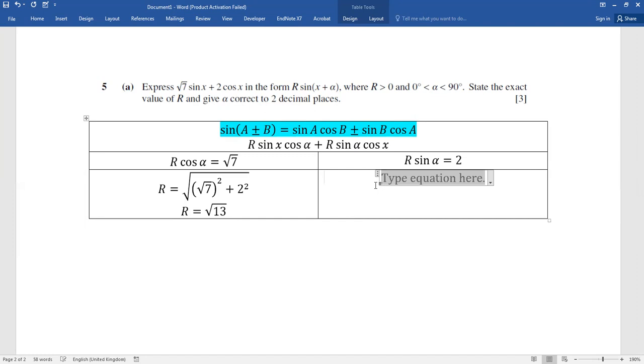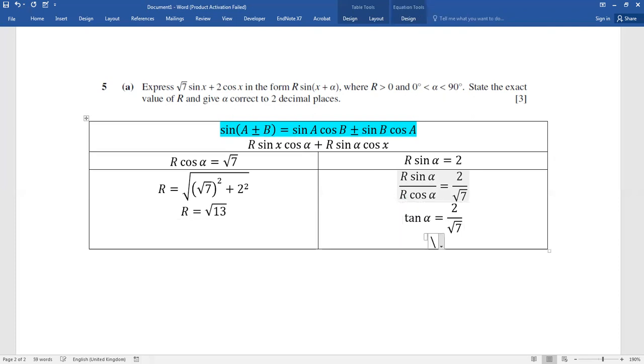What about alpha? You take this equation, the sine one, and you divide it by the cos equation. So R sine alpha divided by R cos alpha is equal to 2 upon square root of 7. So tan alpha is 2 upon square root of 7. Can you tell me the value of alpha, class?